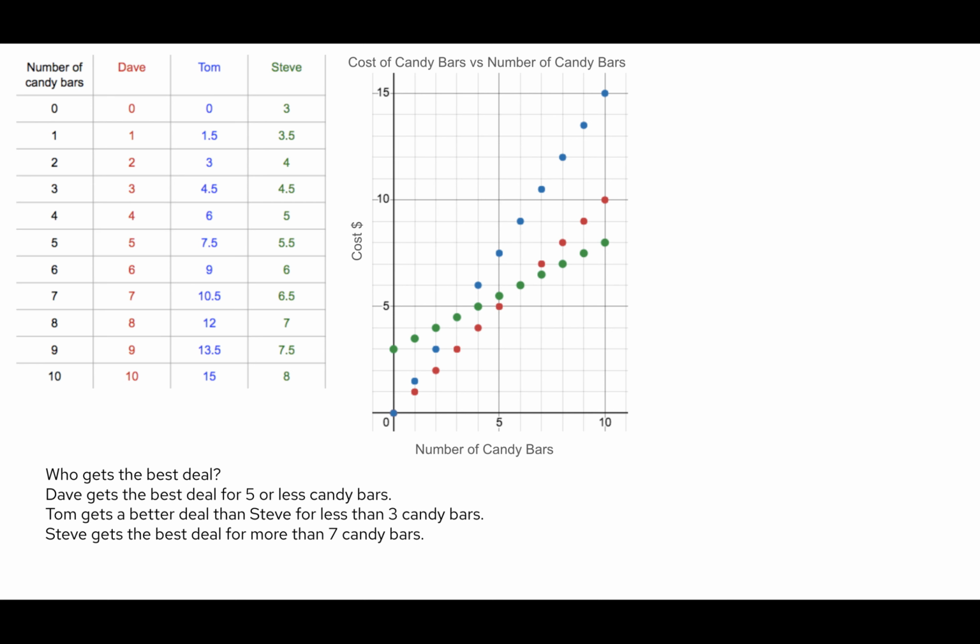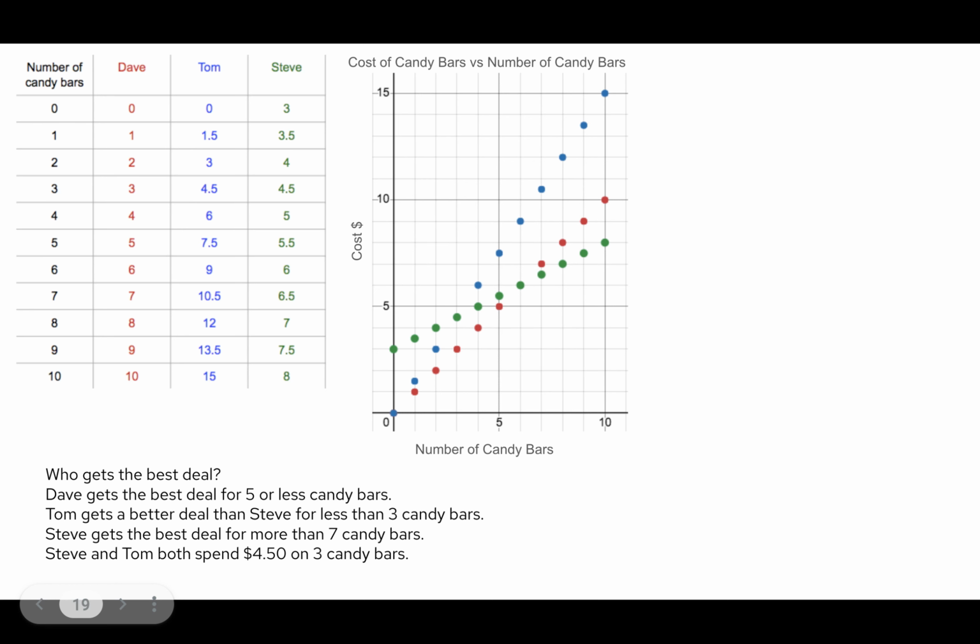Steve gets the best deal, though, between Tom or Dave for more than 7 candy bars. So you can see more than 7 candy bars, he's getting a better deal. He only has to pay $7 for 8 candy bars, where Dave is spending $8 and Tom is spending $12.